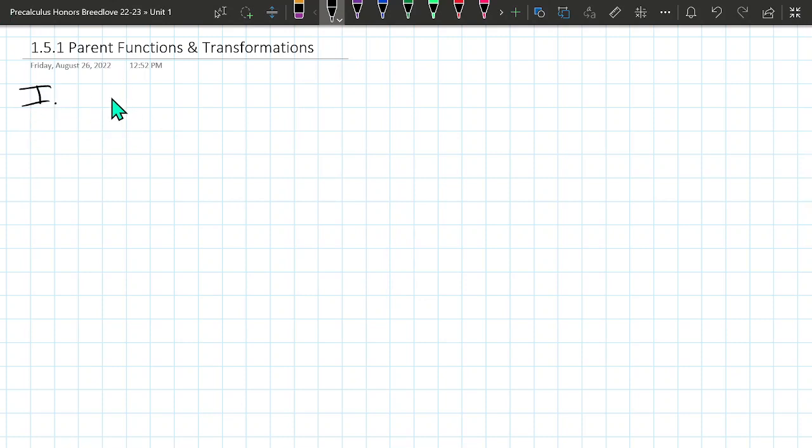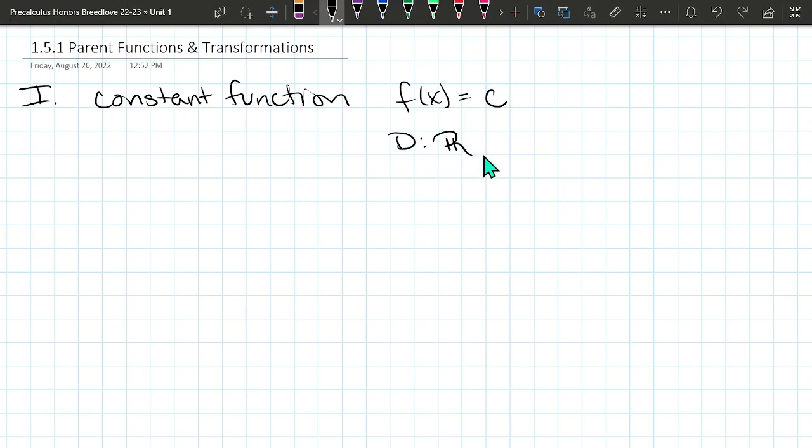So the first one is the constant function, which would be something like f of x equals c, where c is a number and it's constant. So the domain is the set of all real numbers, and the range is going to be whatever that value c is. And it would look like, a little quick sketch, there's your x and your y, something like that, if that's c.